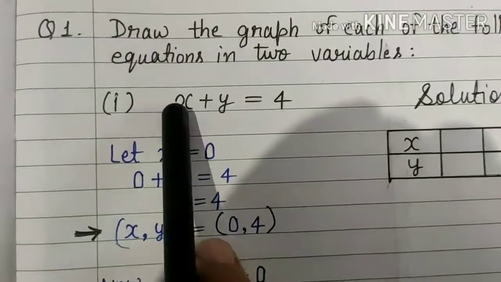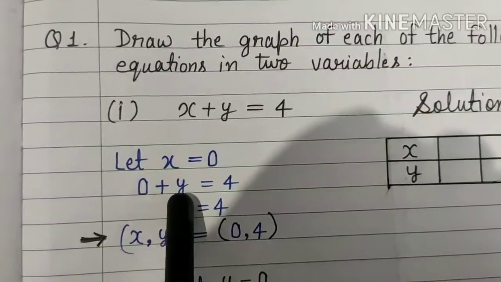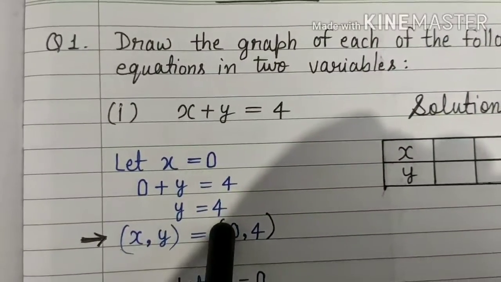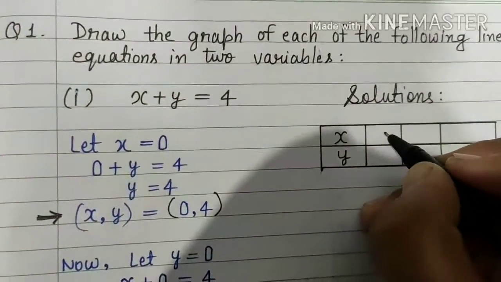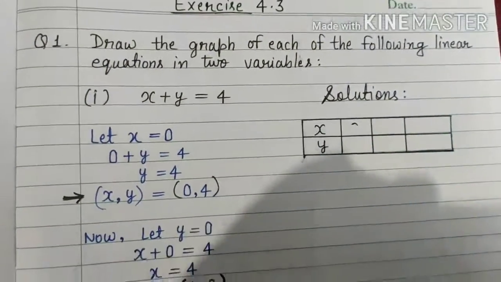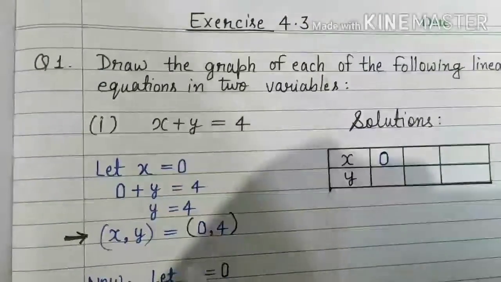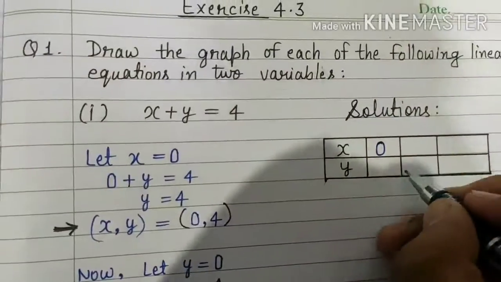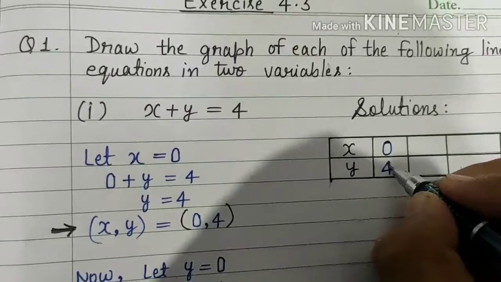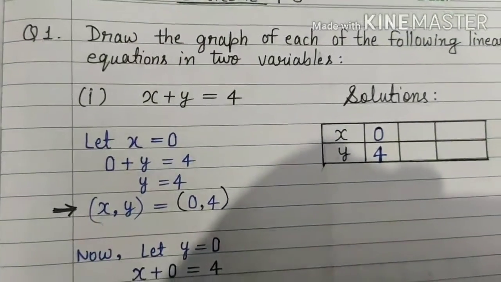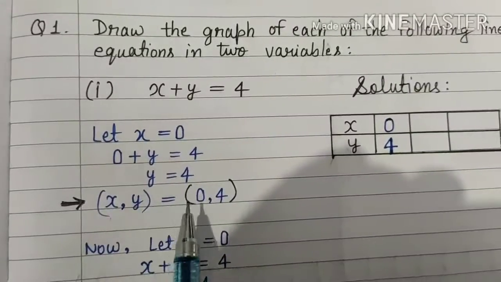If x = 0, we can write x + y as 0 + y. So 0 + y = 4. Now 0 + y means y only, so y comes 4. As you have seen, we have put the value of x as 0. So what value of y came? 4. So we can write (0, 4) is the first solution, solution number 1. You have seen x = 0, 0 + y = 4, so (0, 4).